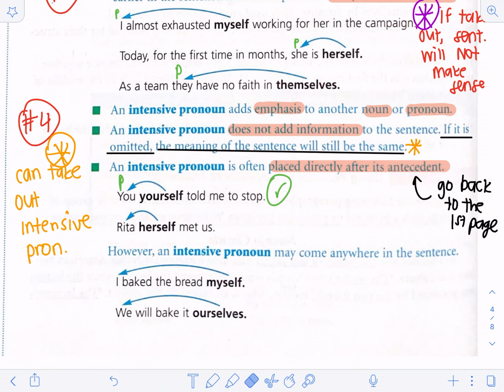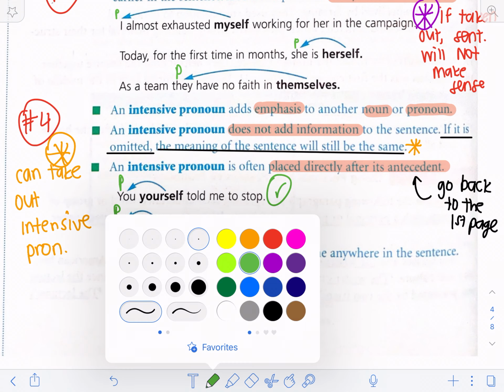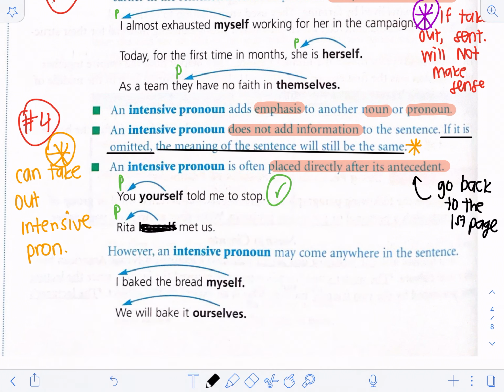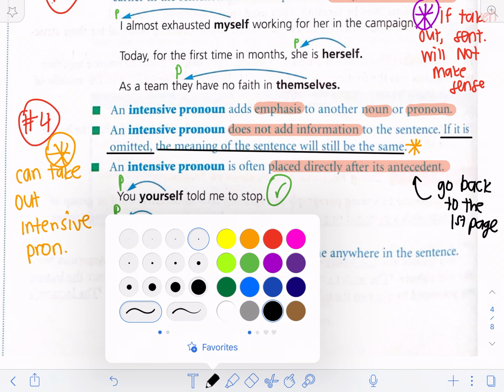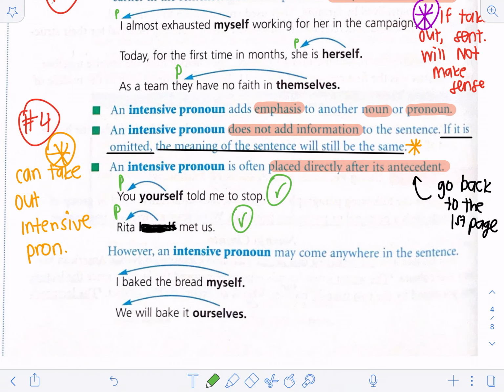I know it's intensive because of how I checked it. Sample number two, "Rita herself met us." Rita is my pronoun, so is herself. I am adding emphasis to Rita. If I cross out herself, Rita met us. It's totally fine. Rita met us. It just adds emphasis. It gives a little bit more extra information.